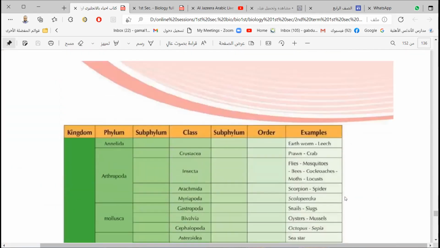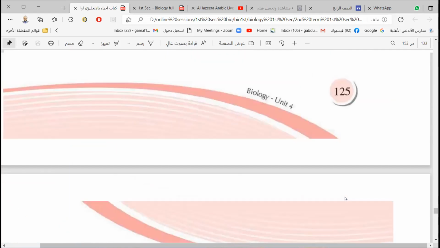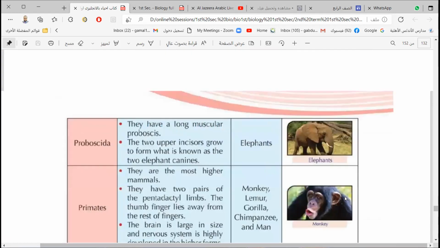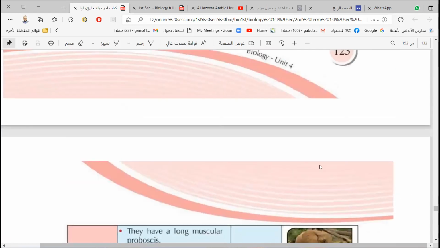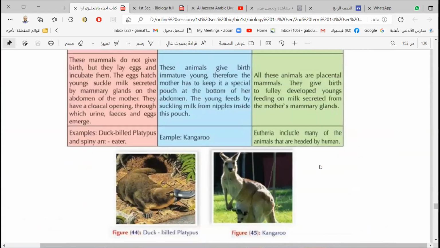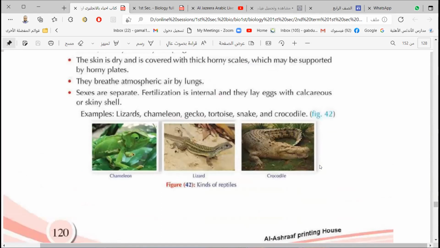Inside the fruit envelope, it is the flowering plants. They are the flowering plants, not the conifers. The conifers are different. Let's go to the plants. Where is the plants?